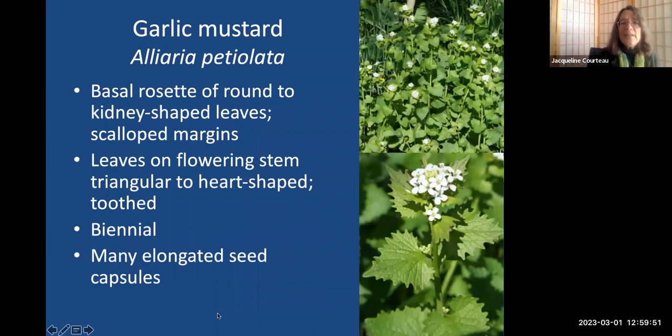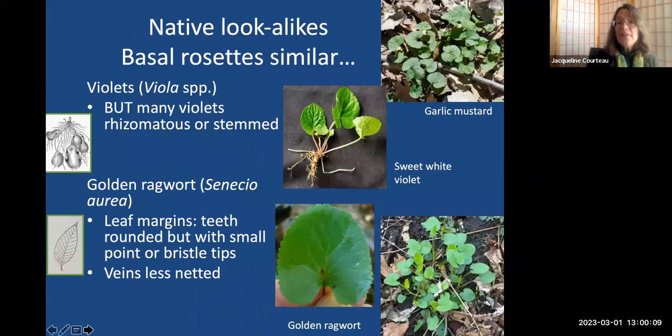Garlic mustard, Alliaria petiolata, probably lots of you know this really well. I'm going to focus mainly on the fact that because this is a biennial, it overwinters as a basal rosette of round to kidney-shaped leaves with scalloped margins, which can look like a number of other things that grow in wetland settings. For instance, a number of different violet species will have that kind of rounded or kidney-shaped leaf, but many violets are rhizomatous. So you'll see a big, thick root rather than a much slenderer root of the biennial garlic mustard, or they'll actually be stemmed.